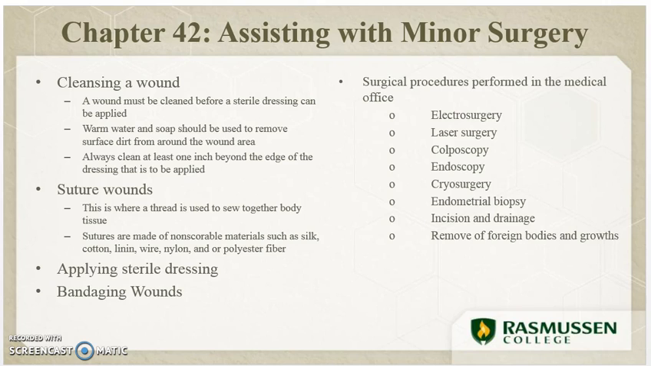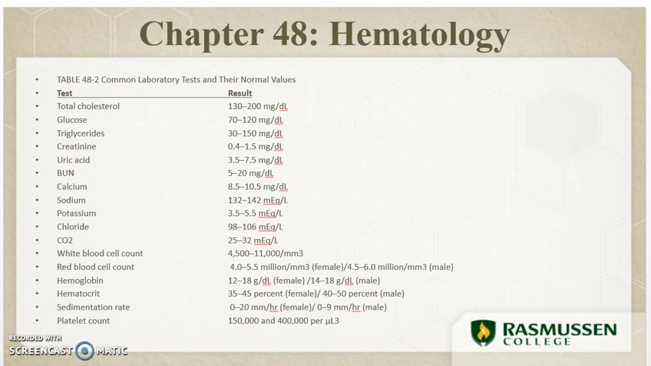But along with those procedures, the doctor may perform some minor surgical procedures in the office. You need to be aware of all of these because you could be a part of them, such as electrosurgery, laser surgery, colposcopies, endoscopies, cryosurgery, endometrial biopsies, incision and drainage, and removing any foreign bodies or growths. You can review each of those procedures in your chapter for this week and in the page readings that you are required to read. We're going to move to Chapter 48, which is focused on hematology.